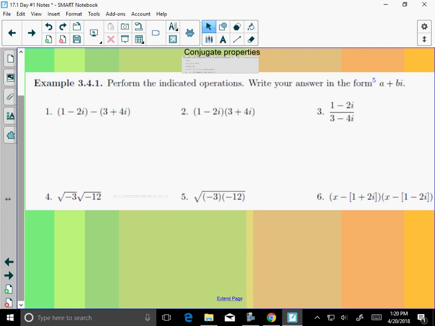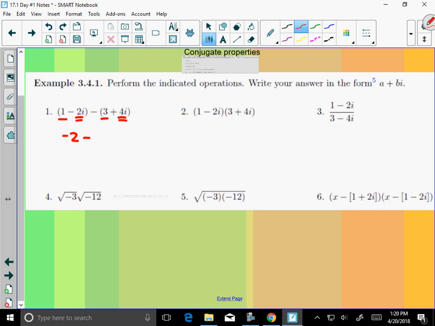Adding, subtracting, multiplying, dividing. Let's do some quick addition. What is 1 minus 3? Okay, -2. What is -2 minus 4? Okay, done. There's a plus bi form. You have an imaginary or a complex number that has both a real and imaginary portion.